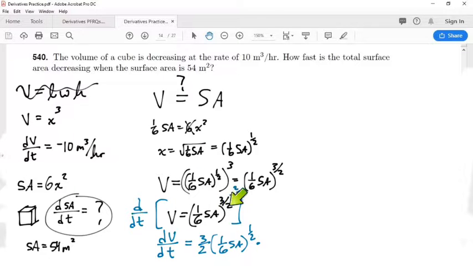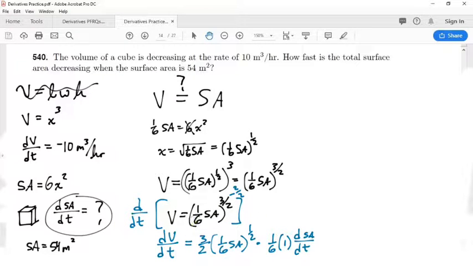Then I have to multiply this by the derivative of the inside. We took the derivative of the 3 over 2, now I have to take the derivative of the inside, the derivative of 1/6 SA. Now SA is one variable, so we have 1/6, the derivative of SA is 1, and then we have to have dSA over dt. Okay, so now we have an equation that has the dV dt and the dSA over dt in it. Then we have an SA, that's our other variable. Do we have numbers for dV dt and SA so that we can find dSA over dt? Negative 10 for that one. For SA we have 54.